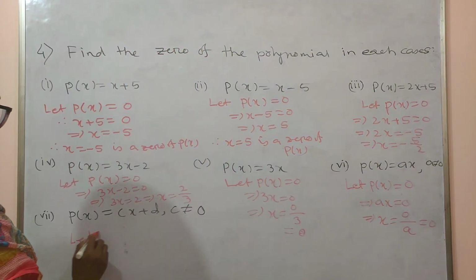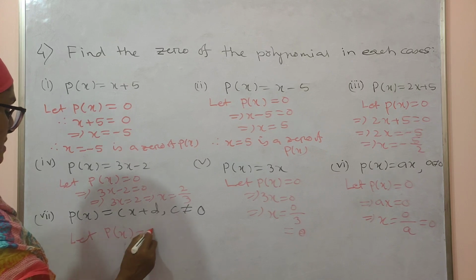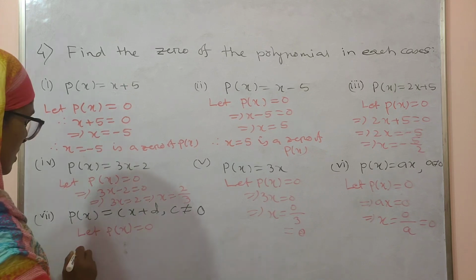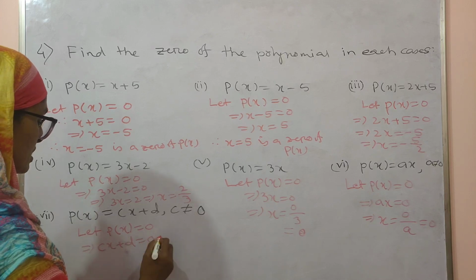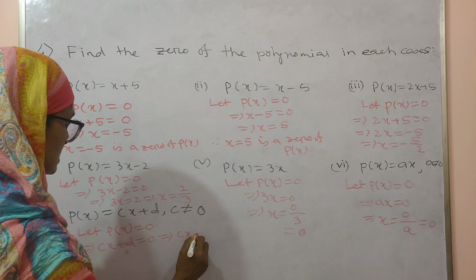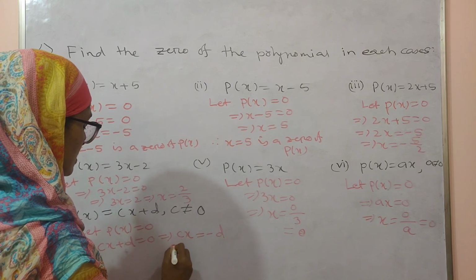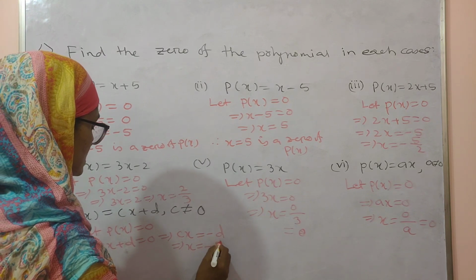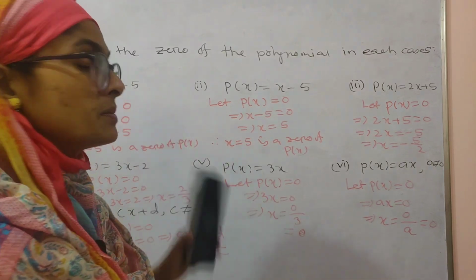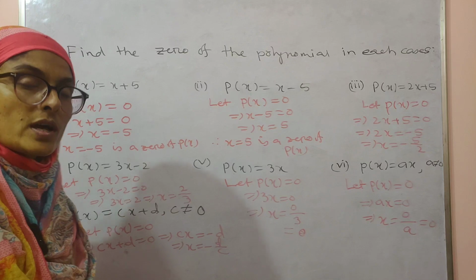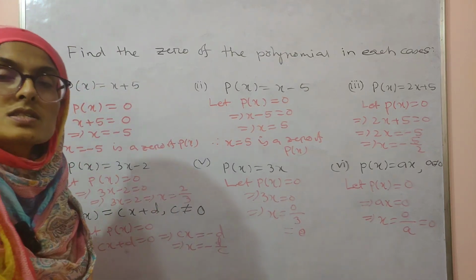Number 7, let p of x equal to 0 or cx plus d equal to 0, or you will get cx equal to minus d or x equal to minus d by c. So this is the root or 0 of the polynomial p of x. So exercise 2.2 is over.